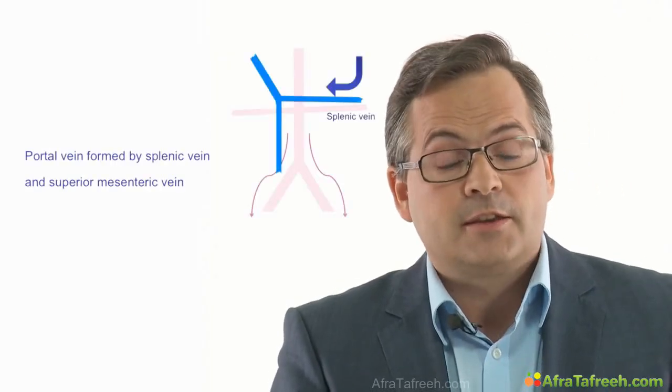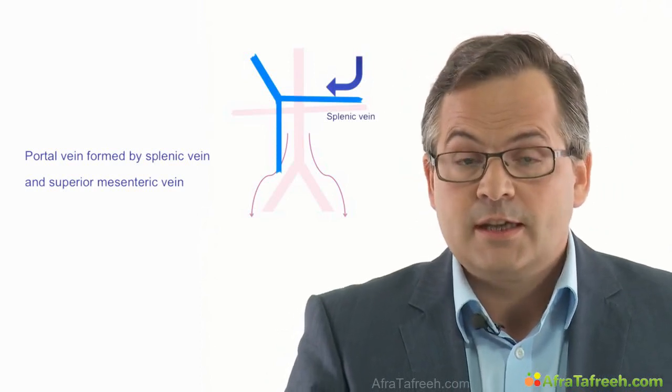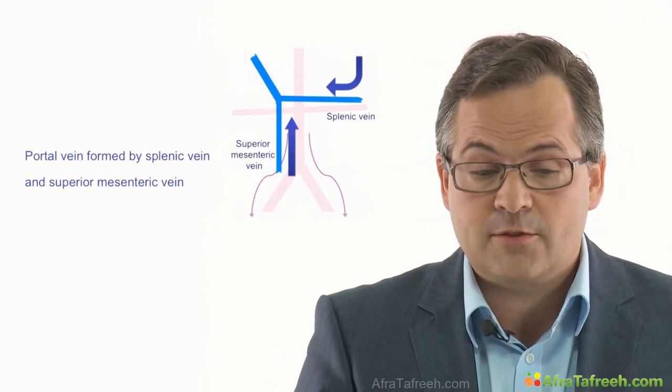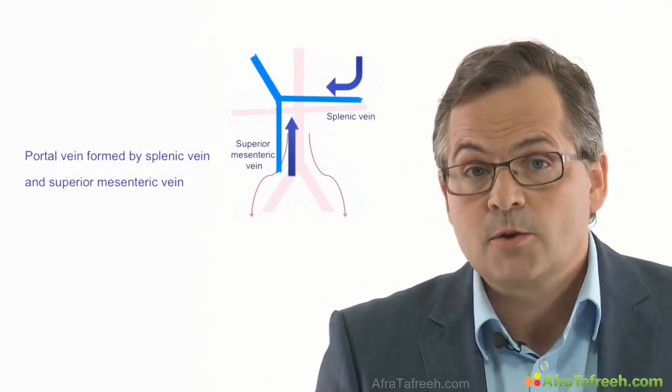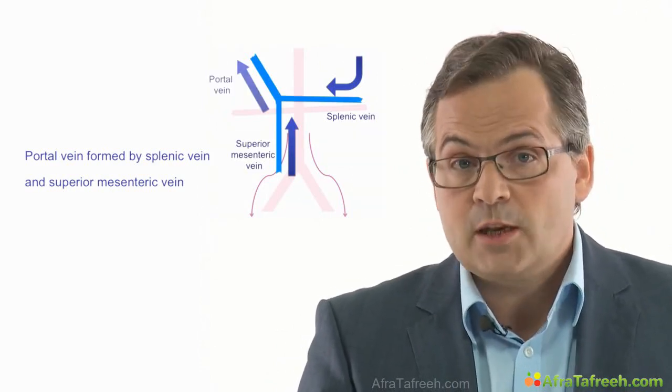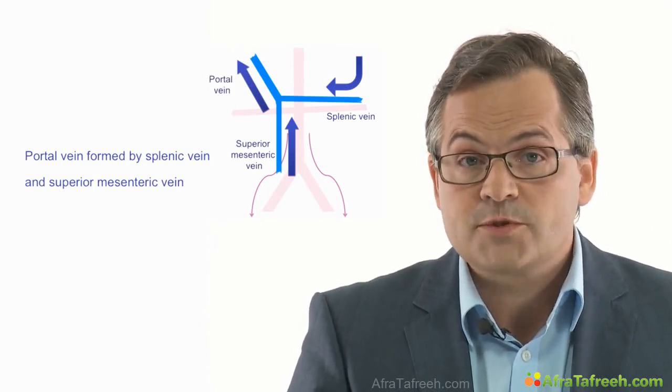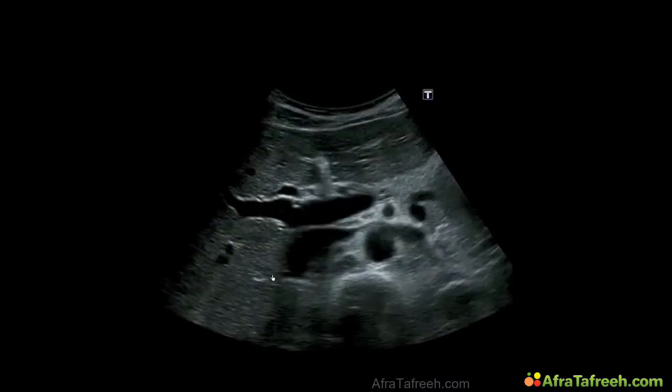The portal vein is formed by the splenic vein and the superior mesenteric vein in the region of the confluence, which is quite near to the head of the pancreas. So we have another structure we are looking for, the splenic vein and the superior mesenteric vein, which together form the portal vein. We see this in the video clip.